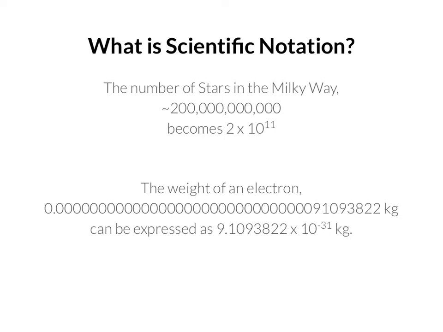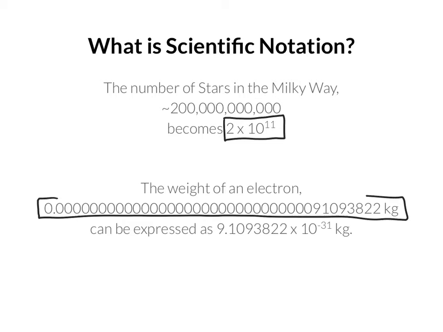Here's some examples of numbers that we've seen before being written in scientific notation. For example, the number of stars in the Milky Way is 200 billion, but instead of writing 9, 10, 11 zeros, we say there are 2 times 10 to the 11th power stars in the Milky Way. Or the weight of an electron. You could write out this entire long thing. I don't even know how to read that number. Or you can express it as 9 times 10 to the -31 power kilograms.